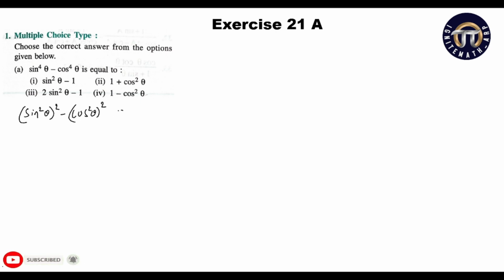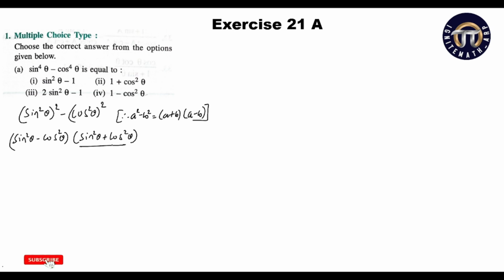Now it looks like the identity a square minus b square. See, this is the algebraic identity. a square minus b square is (a plus b)(a minus b). Correct, children? So here I can write this one as sine square theta minus cos square theta, then sine square theta plus cos square theta. So sine square theta plus cos square theta is 1. This will give you 1. So I'll keep this sine square theta minus cos square theta as it is, and the other factor can be written as 1 because of the identity sine square theta plus cos square theta is equal to 1.